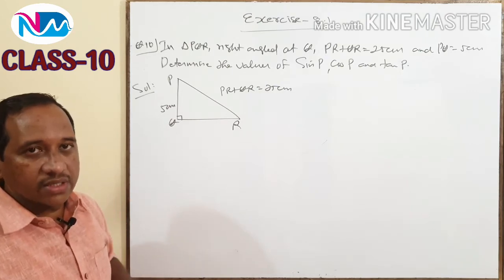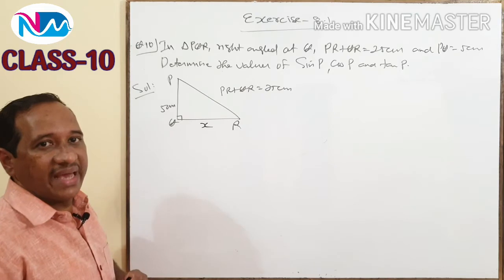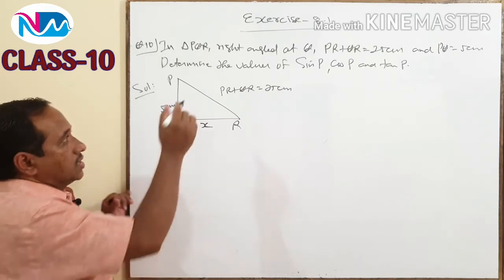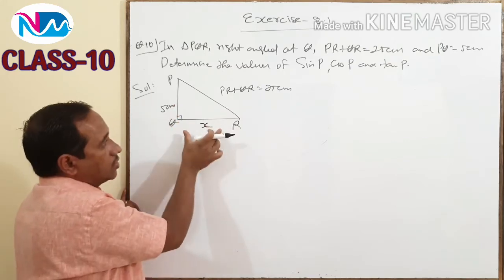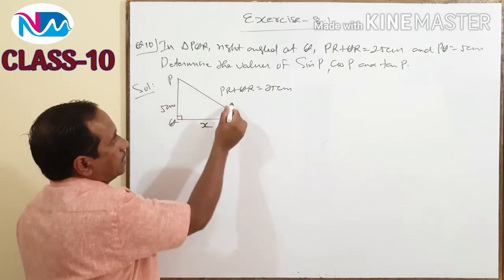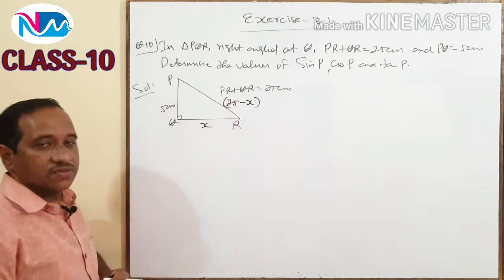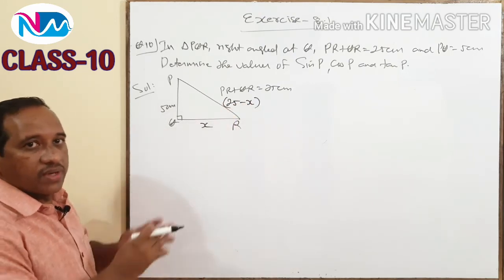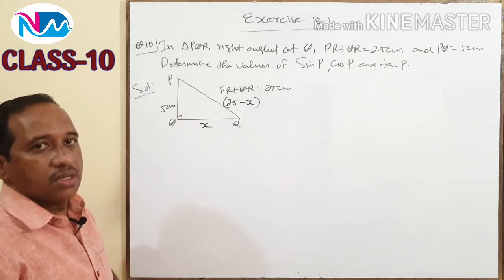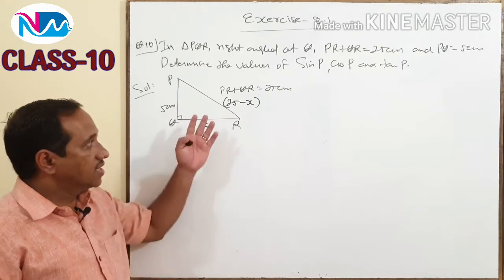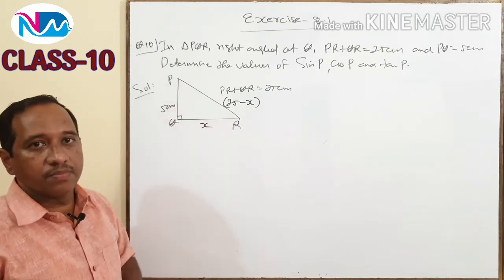So here I am going to assume let QR is equal to x. Since the sum of these two sides is 25 and QR is x, then PR can be 25 minus x. So now we have the three sides of the right angle triangle PQR. By using Pythagoras theorem, we can find the value of x, hence the sides QR and PR.